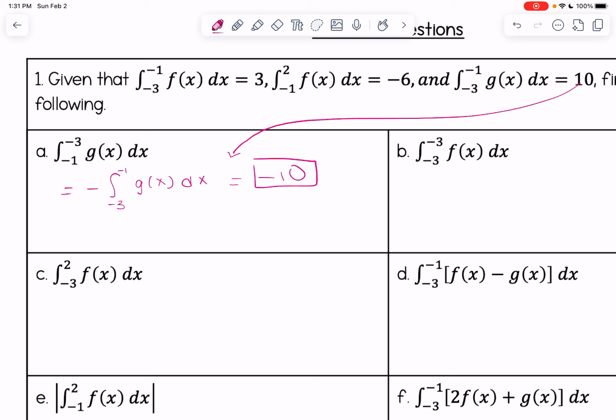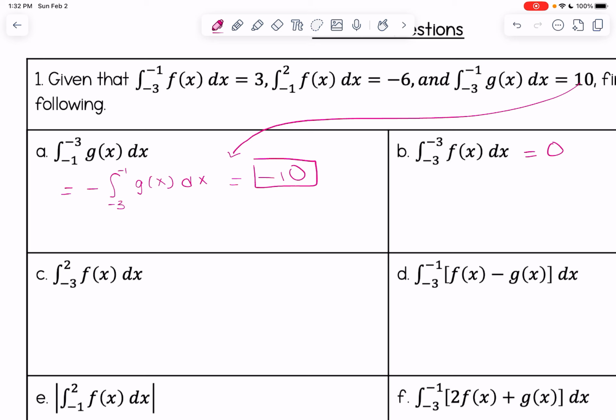For b, we're evaluating the definite integral from -3 to -3. When the bounds are equal, the value of the definite integral is 0. That's because definite integrals represent area under the curve, and we are not giving any width to that area. If we were imagining rectangles, for instance, when we talked about Riemann sums, the width, or the change in x, is 0, therefore the area has to be 0.